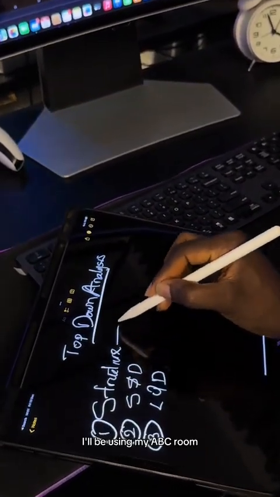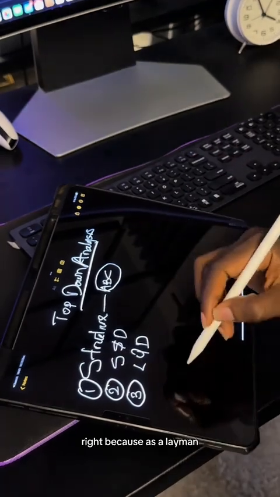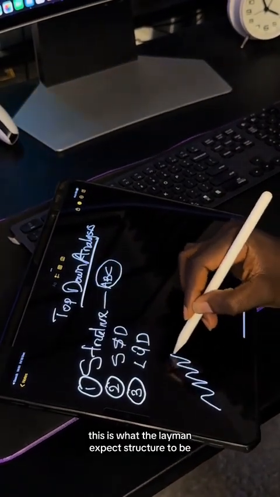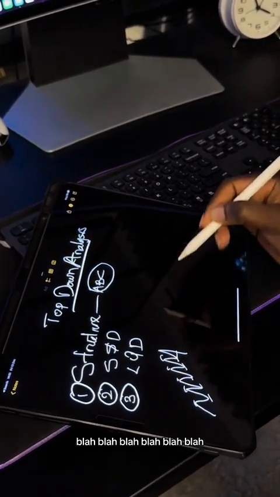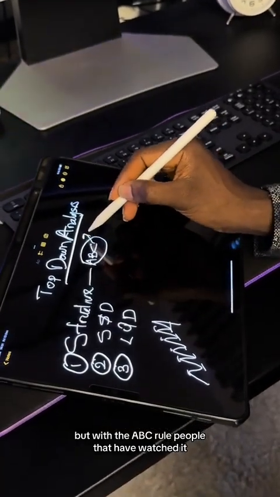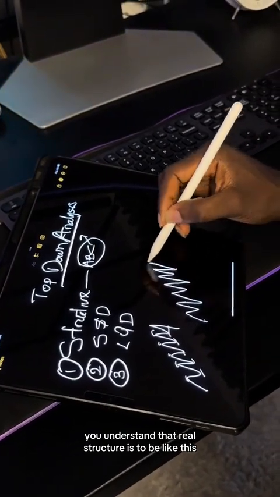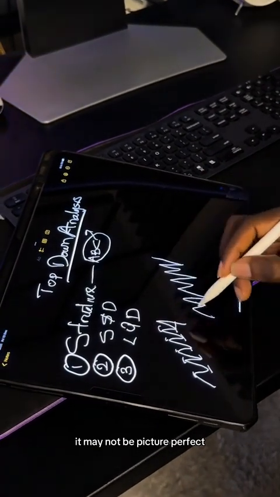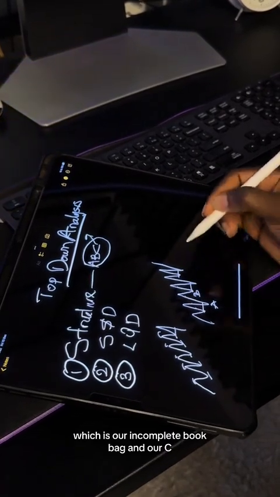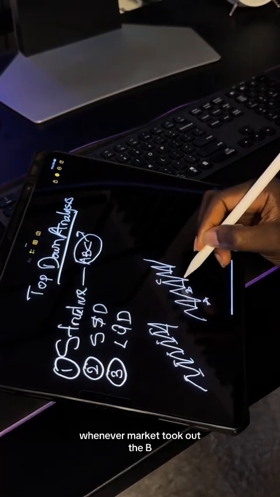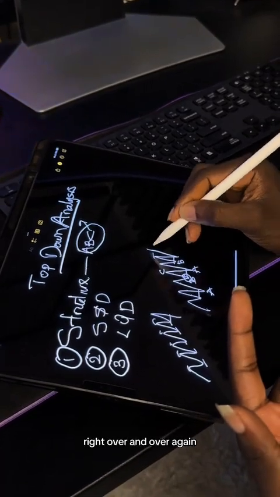With the structure, I'll be using my ABC rule, right? Because as a layman, this is what the layman expects structure to be. High, low, blah, blah, blah. But with the ABC rule, people that have watched it, you will understand that real structure is like this. It might not be picture perfect, but we believe this to be A, B, which is our incomplete pullback, and our C. Whenever the market took out the B, we got ourselves a new A, B, and C, right?